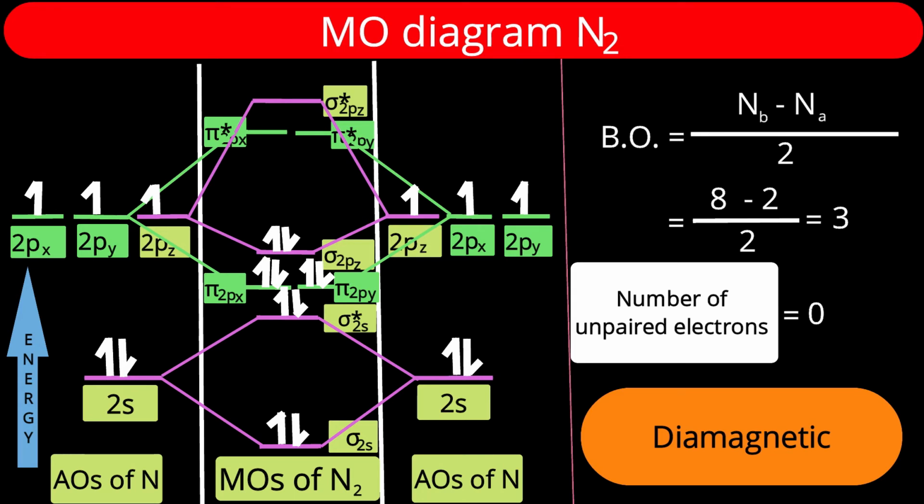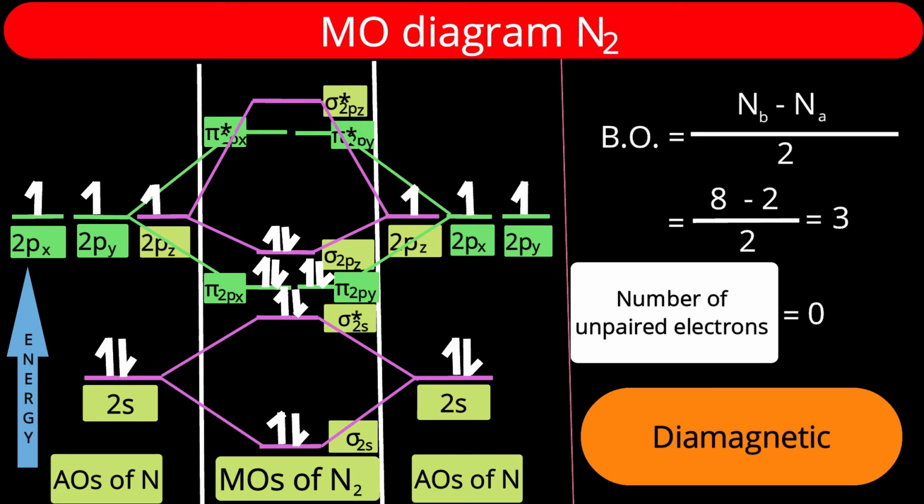How can we describe those 3 bonds? 1 bond is a sigma bond due to 2 electrons in sigma 2pz, and 2 are pi bonds due to 4 electrons in pi 2px and pi 2py. Triple bond means 1 sigma and 2 pi. Yes, nice explanation for bond order.